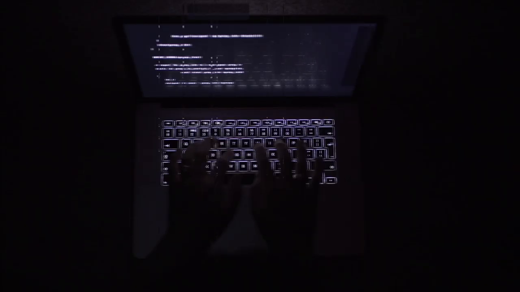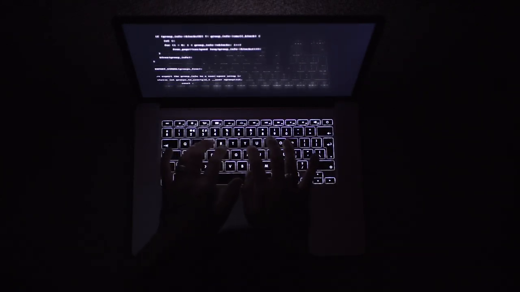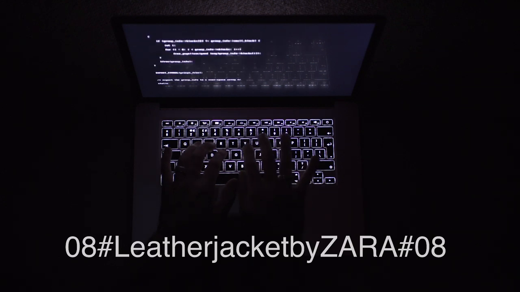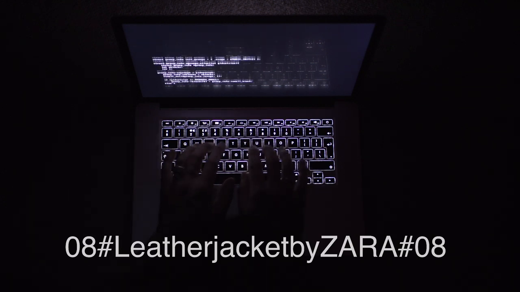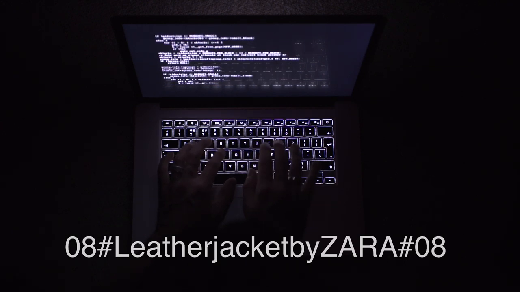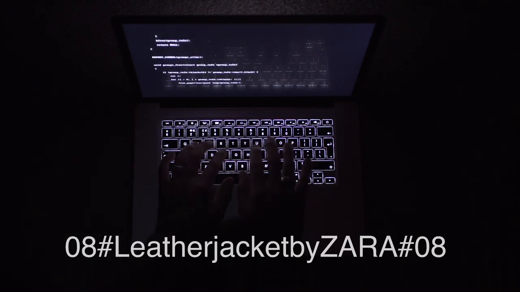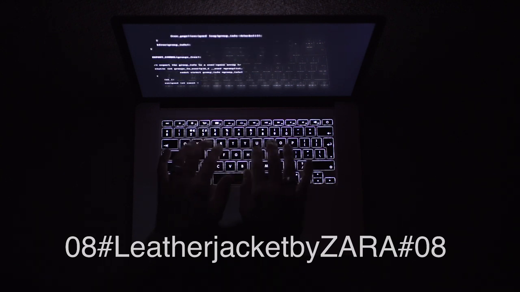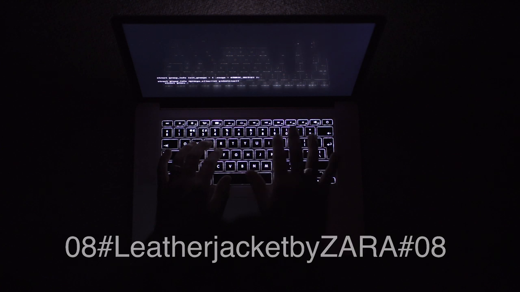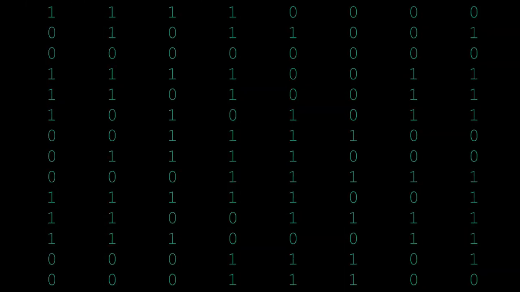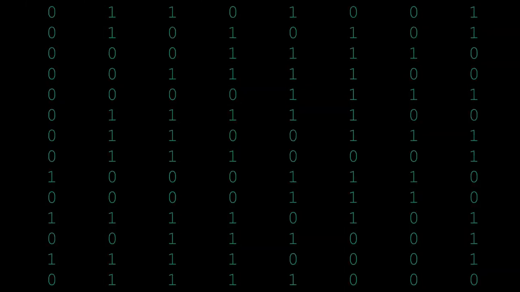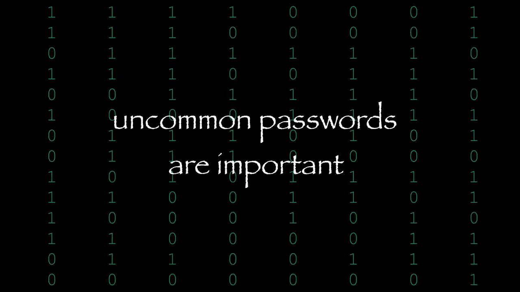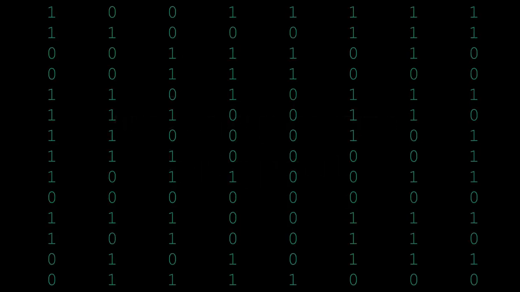So for example, I am taking this password, which is 08#leatherjacketByZara#08. This password seems to be complex, but it's actually not. It's very easy to remember, and cracking passwords like this will take trillions of years for brute force and dictionary attacks, which is practically not possible, and this is just a hypothetical case. Even a password guesser cannot guess a password like this, because it is something very uncommon to guess, and you are also using alphabets and numerals.